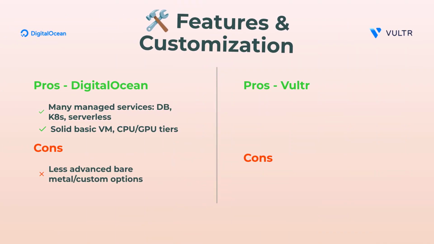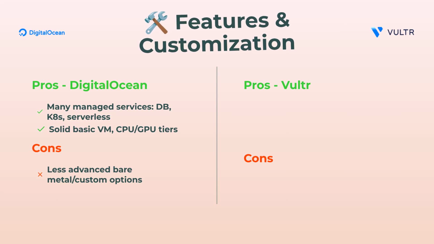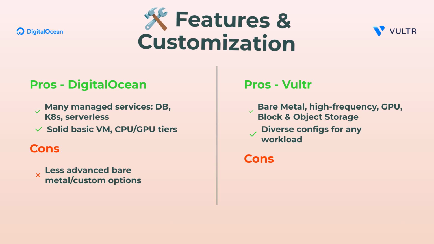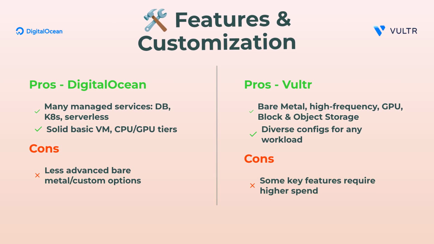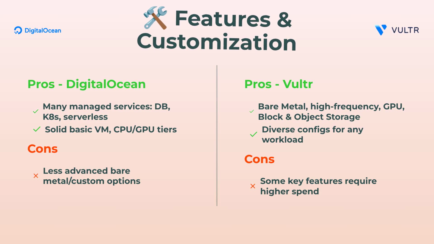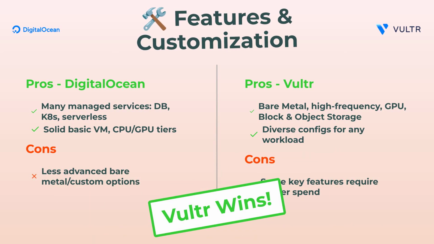Let's chat features and customization. DigitalOcean offers lots of managed stuff, databases, Kubernetes, even serverless. Their VMs, solid for basics, and you do get CPU and GPU options. But if you want something wild like bare metal or some ultra-customized server config, you'll start wishing for a bit more. Vultr, on the other hand, hands you all the toys. Bare metal, high-frequency compute, GPUs, chunk loads of block and object storage. Basically, if you want to experiment, they let you go nuts. Just know a few fancy features may tip the cost up. But for out-of-the-box flexibility, Vultr's got this one too.